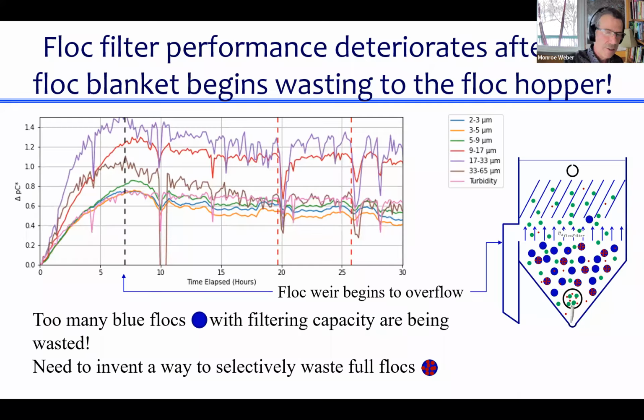And he's tracking, okay, on the y-axis, delta PC star. That means that at time 0, when his system just began working, he called that 0. And so what he's tracking is additional improvements in performance since that time 0. So a delta PC star of 1 means that he's removing an additional 90% of the particles. And a delta PC star of 2 would mean he's removing an additional 99% of the particles.